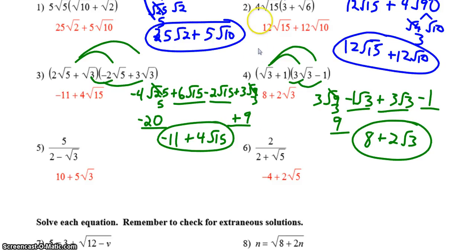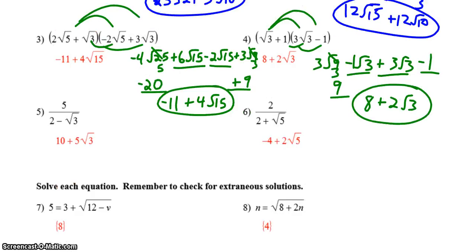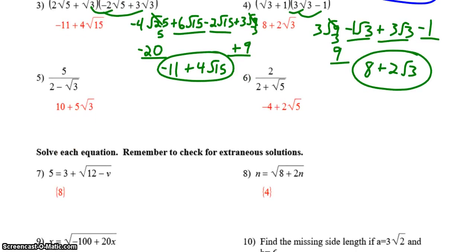Now the last of our operations with just radicals here has to do with getting rid of a radical in your denominator, but there's a binomial on the bottom. When that's the case, you need what's called the conjugate. The conjugate is just the opposite sign in the middle of the binomial. So the conjugate of 2 minus root 3 is 2 plus root 3.